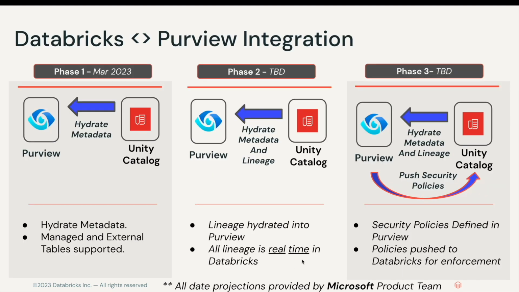As of now, hydrating metadata is the only feature available from Unity Catalog to Purview, and this is how the roadmap looks for the future, where lineage information from UC will be available in Purview. And then in the next phase, there will be provision for security policies defined in Purview to be pushed to Databricks Unity Catalog for enforcement.